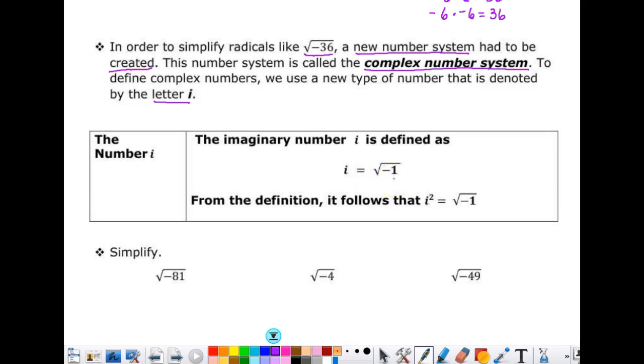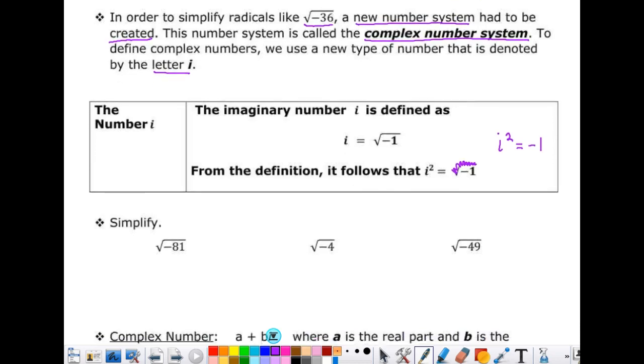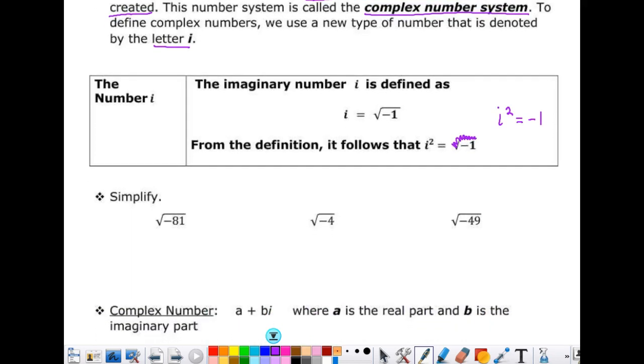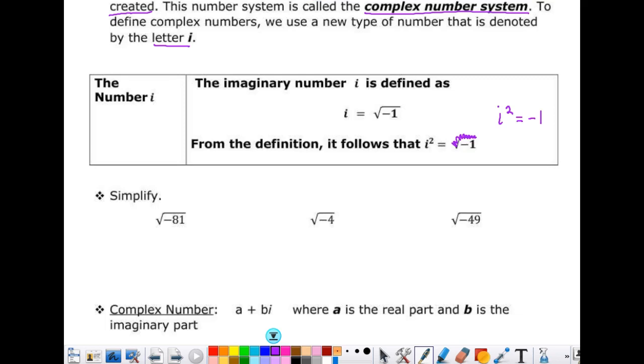So there is another typo here. Okay, so from the definition it follows that i squared equals, so mark that out, equals negative 1. You might want to just rewrite it. i squared equals negative 1. So anytime we end up with an i squared, we have a negative 1. All right.